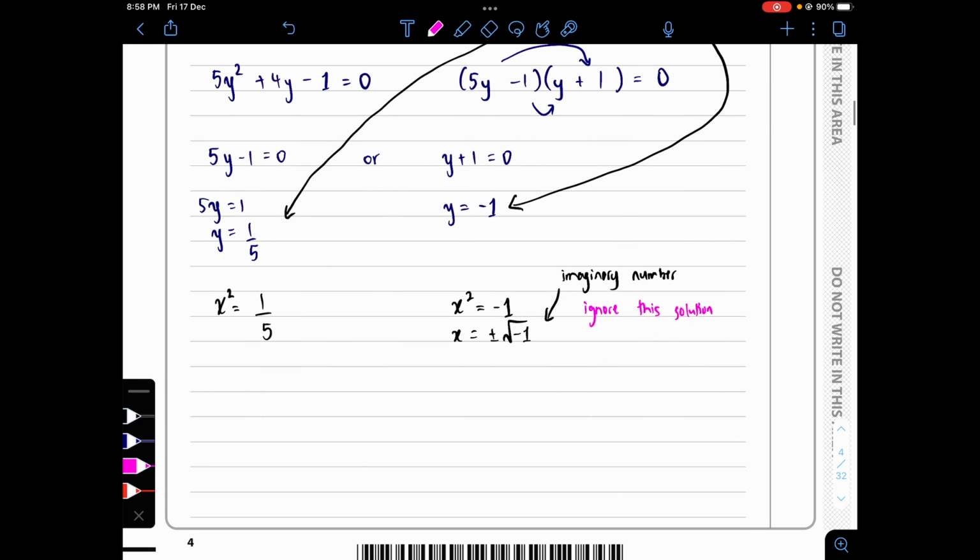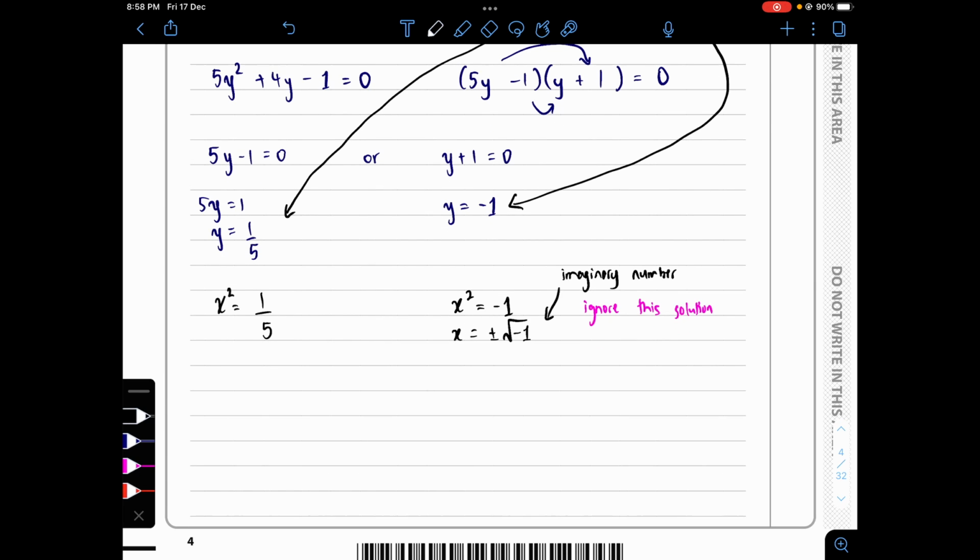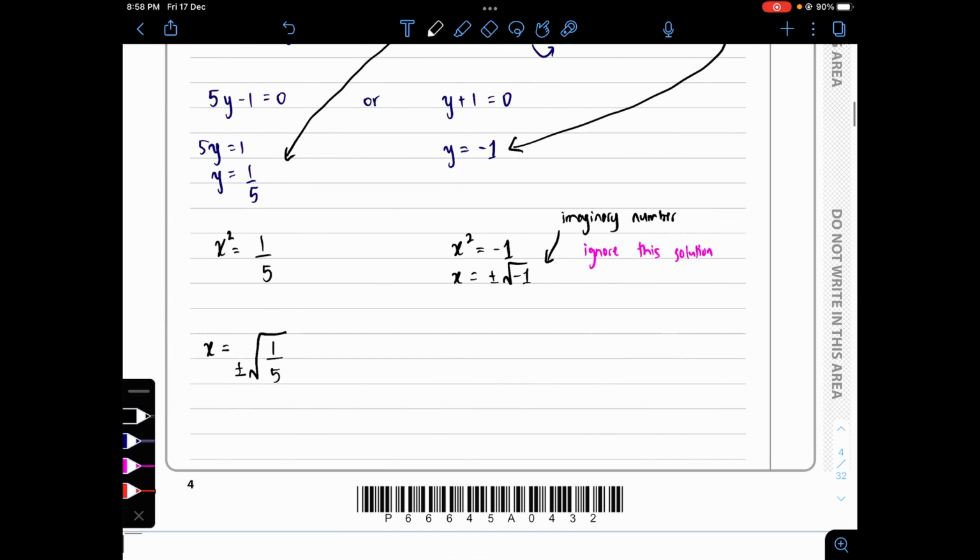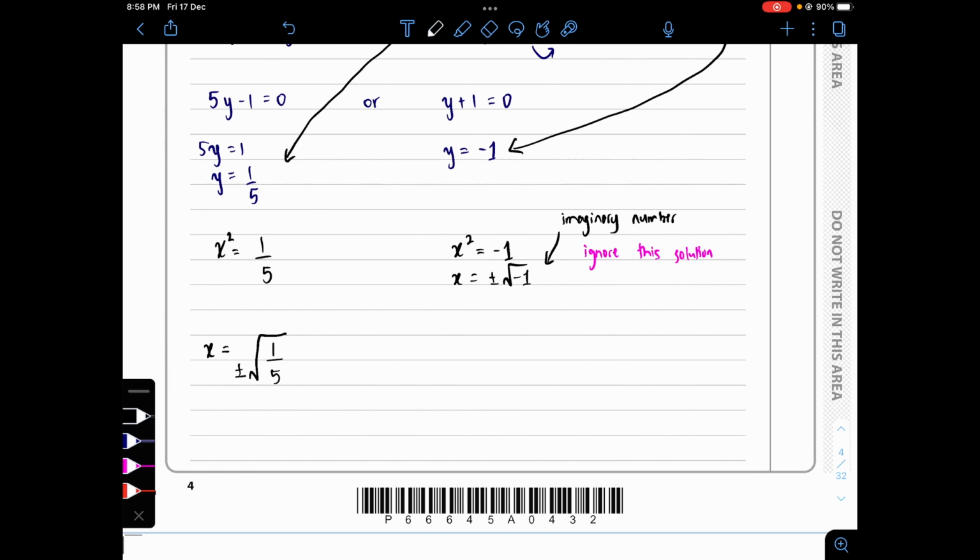right? So now let's move on to our other solution that we can only get is x equals root plus or minus of 1 over 5. Now this is not in its simplest form, so now we can do root 1 over 1 is this one, root over 5, right? And this is the same thing as saying root 1 of 1 is just 1. So root 5. So this gives us root 5 over 5.